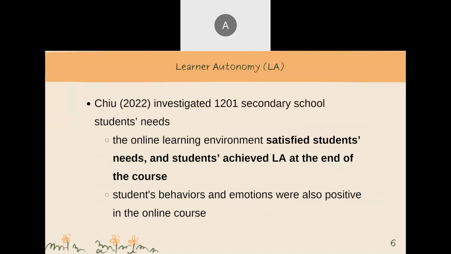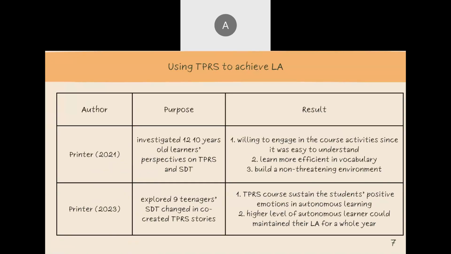Because in my study, I want to focus on whether the online environment can also affect students' attitude. I also found that although students may not participate in the physical course, the online environment can also satisfy their needs, and students can also achieve learner autonomy at the end of the course. And they were willing to participate in this kind of online learning environment. Because I want to investigate whether a TPRS course can achieve LA, I found that there's one researcher focused on this topic, and from his result, I know that yes, a TPRS course can achieve learner autonomy, no matter whether in an individual teaching course or where students need to cooperate with each other to create this environment.